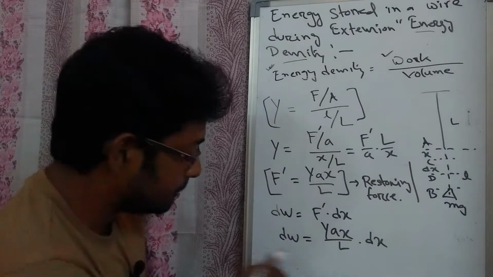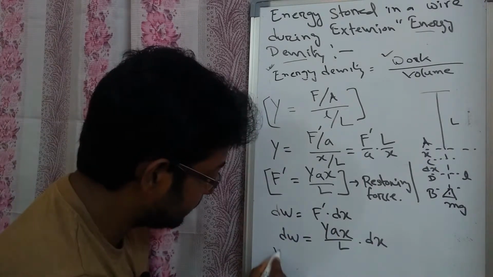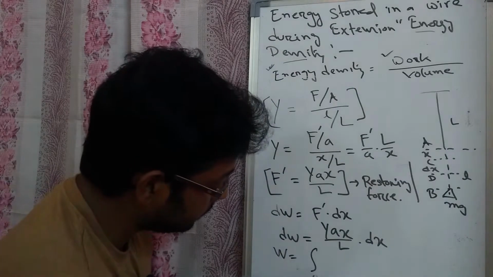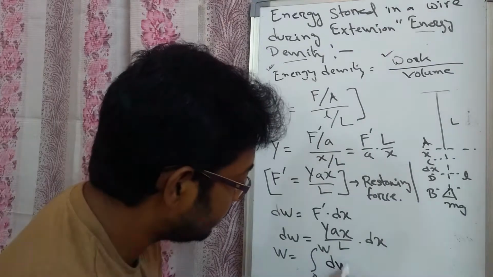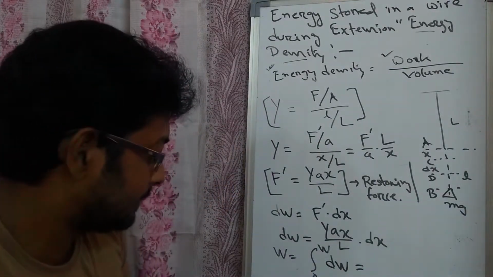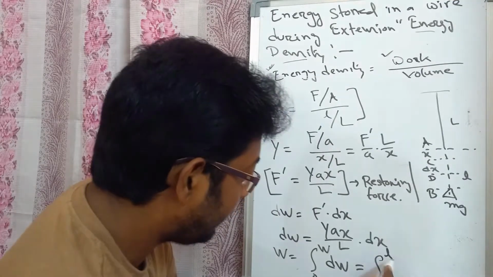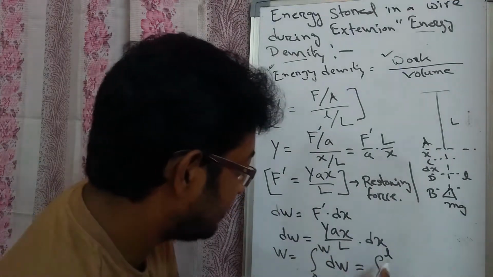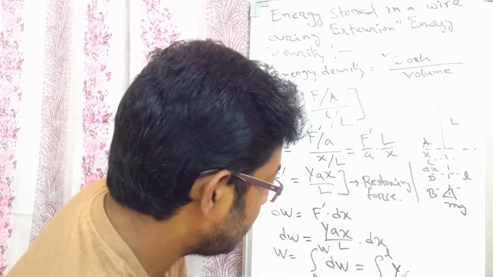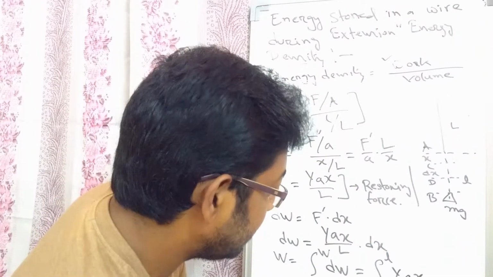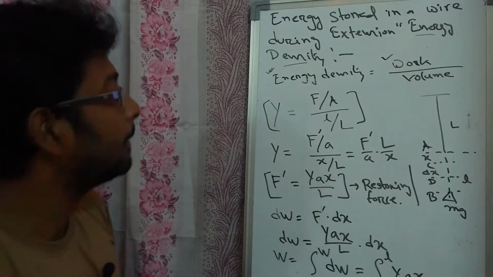Now what is the total work done? I can assume this is W. So integration of dW from 0 to W equals the integration from 0 to L, because this is the length L, of Y A x by L dx. I think up to this you understood.